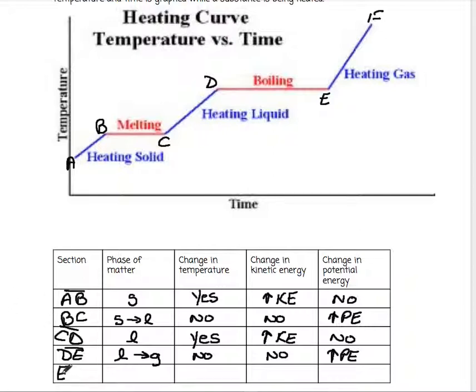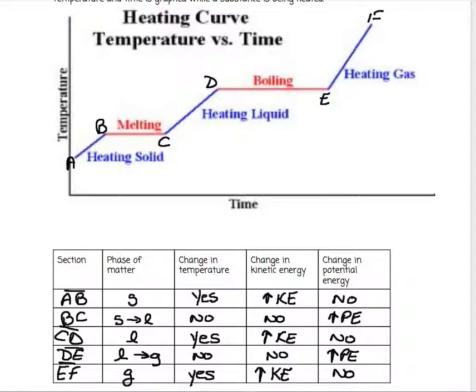And then finally, EF. What we have there is a gas. Is there a change in temperature? Sure there is. That temperature can get really hot. That's why you can burn yourself much worse with steam than with boiling water, even though boiling water can do enough damage. Is there an increase in kinetic energy? If there's an increase in temperature, there is an increase in kinetic energy. And is there a change in potential energy? No. So that pretty much sums up heating curves.